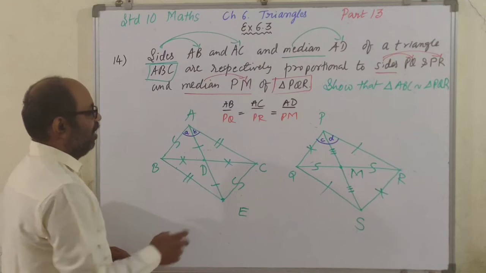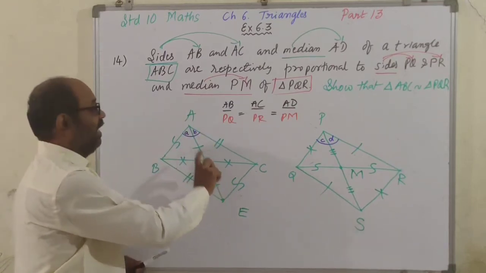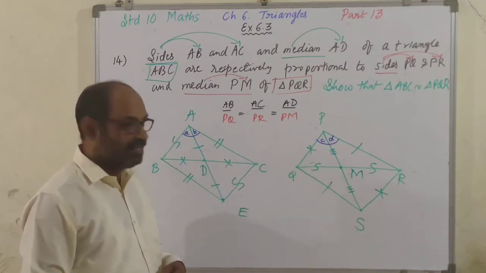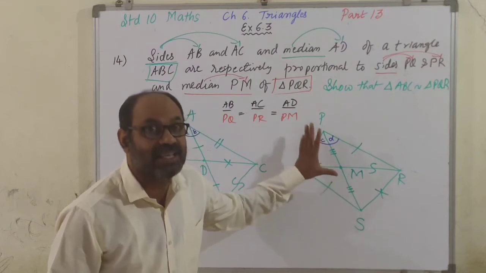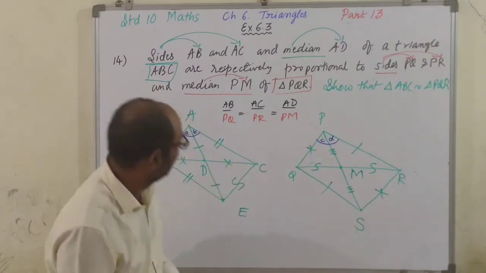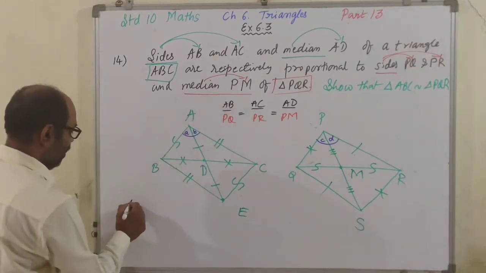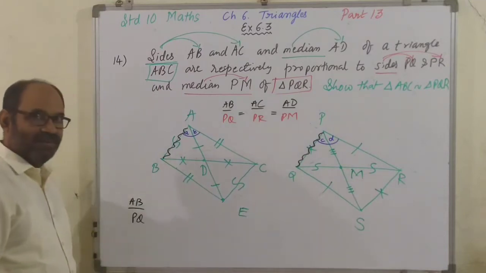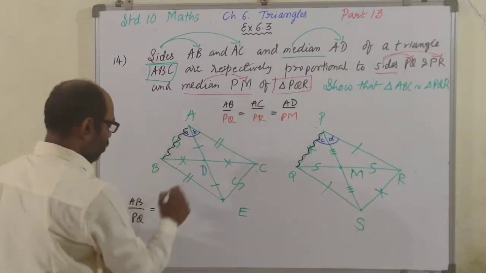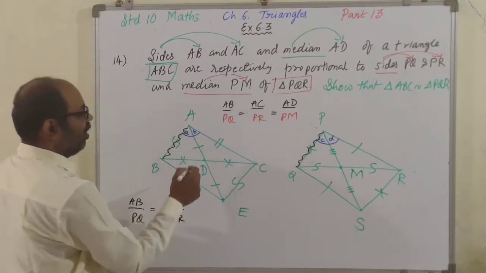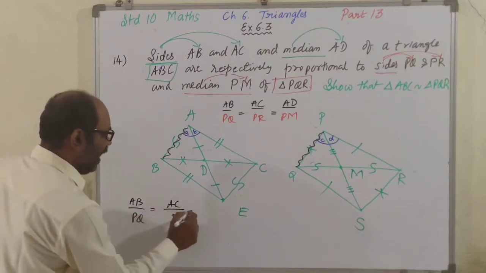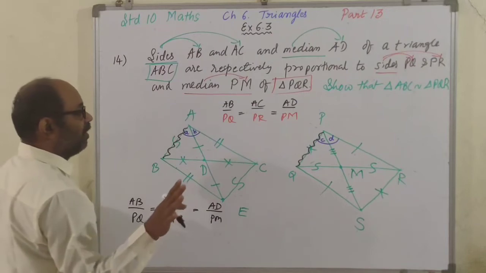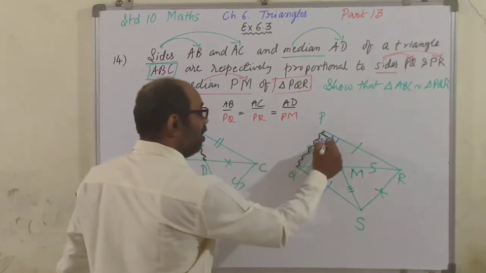Now see, very interesting, children. AD equals DE equals half of AE. BD equals CD equals half of BC. PM equals MS equals half of PS. Now see, this AB upon PQ is equal to AC upon PR, and that is equal to AD upon PM.